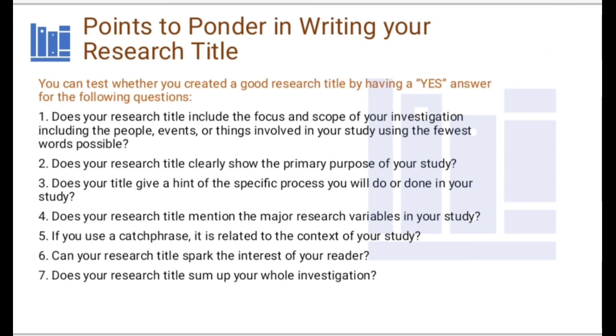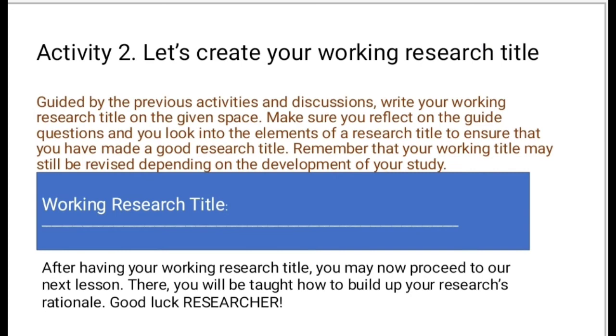For our activity number 2, let's create your working research title. Guided by the previous activity and discussions, write your working research title on the given space. Make sure you reflect on the guide questions and you look into the elements of research title to ensure that you have made a good research title. Remember that your working title may still be revised depending on the development of your study. And after having your working research title, you may now proceed to our next lesson. There, you will be taught how to build up your research rationale.